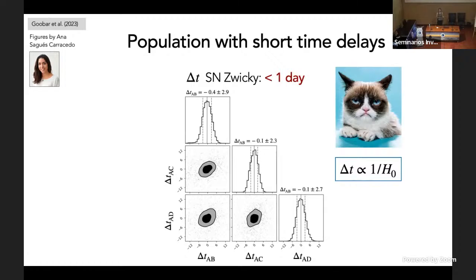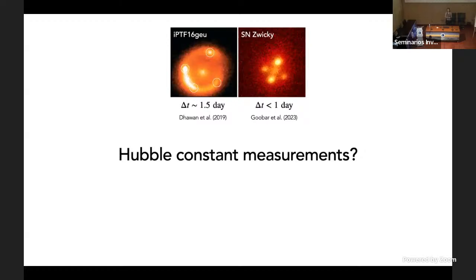So any uncertainty you have on the time delay will also translate into an uncertainty on H0. And then since we have observations every 2 or 3 days, we have now uncertainties of around 2 or 3 days on this measurement, so the precision is very low. And something similar was the case with 16GU, which had a time delay of 1.5 days, also incredibly short.